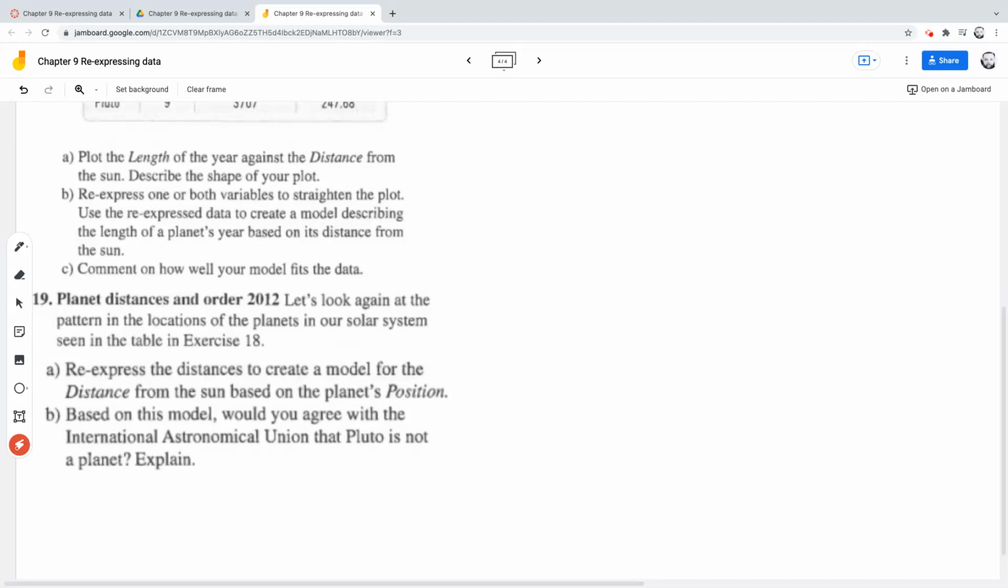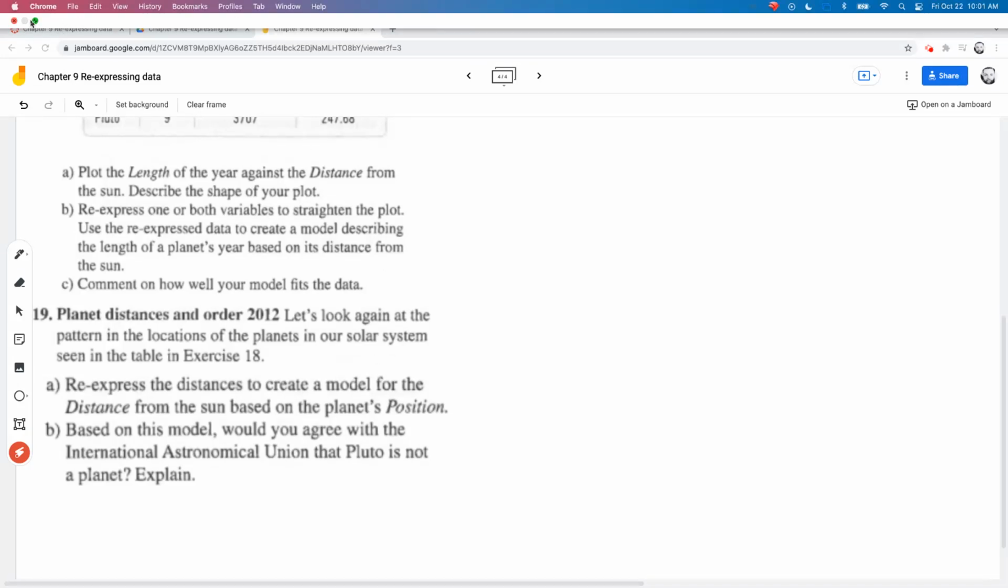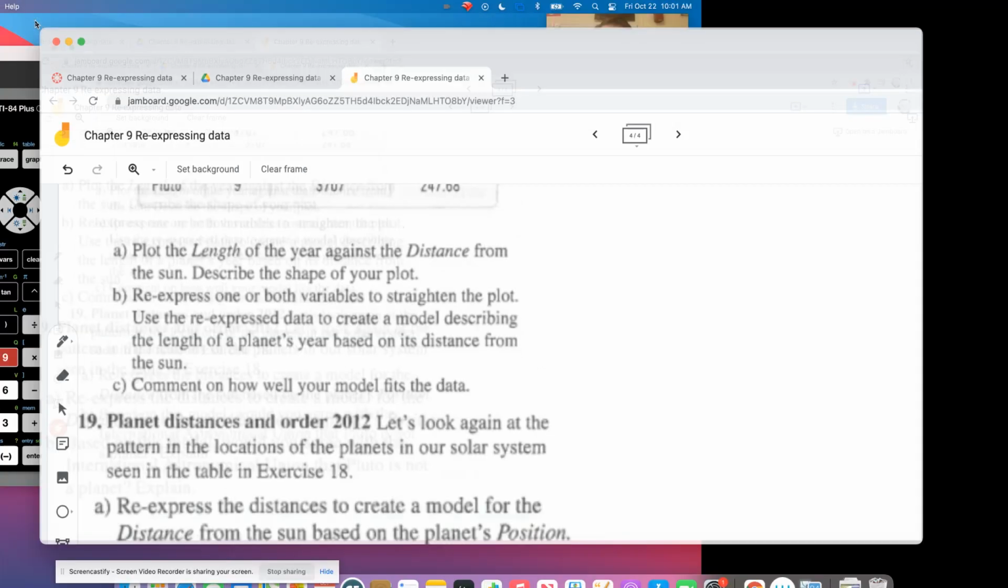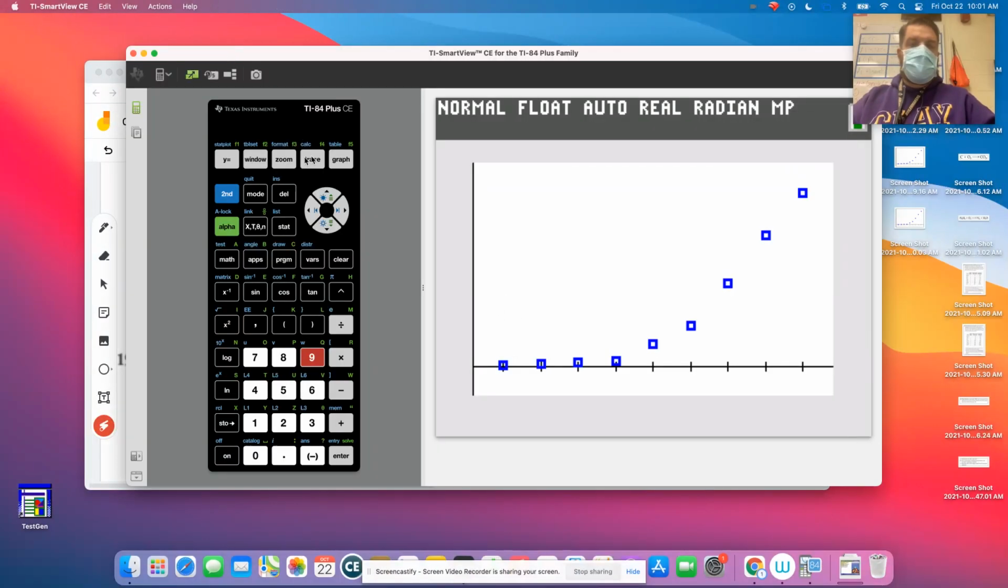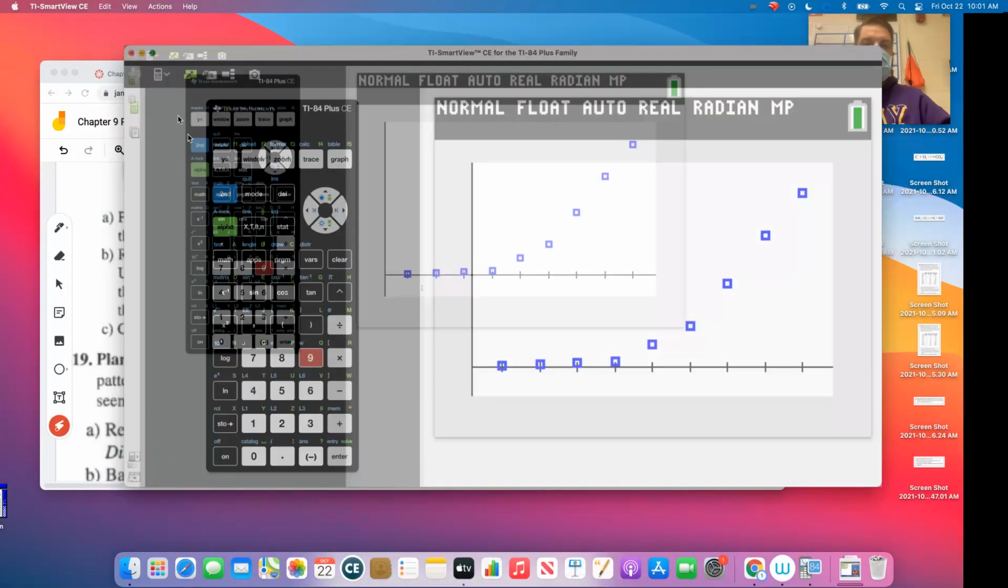So to do that, we need to straighten the data. To straighten the data, I'm going to take the log of the distance versus the position. So let's go back into the calculator. And I'm going to take the log of the distance. So I'm going to go back into my editor.